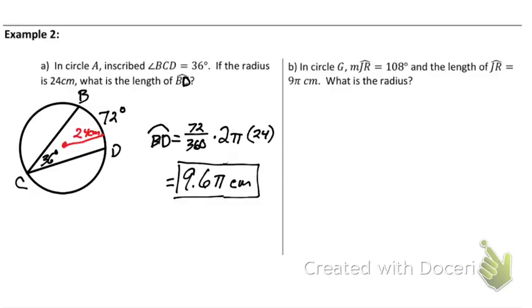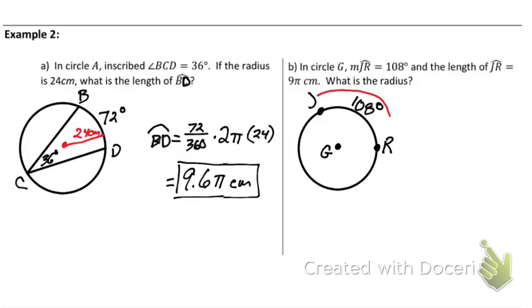All right, in circle G, the measure of arc JR equals 108 degrees. So let's go ahead and do that. Let's come up with a J and an R and say that is 108 degrees. And it is circle G, so let's label that. And the length of JR equals 9 pi centimeters. So the length of that is also 9 pi centimeters. So we have the degree and we have the length of it.